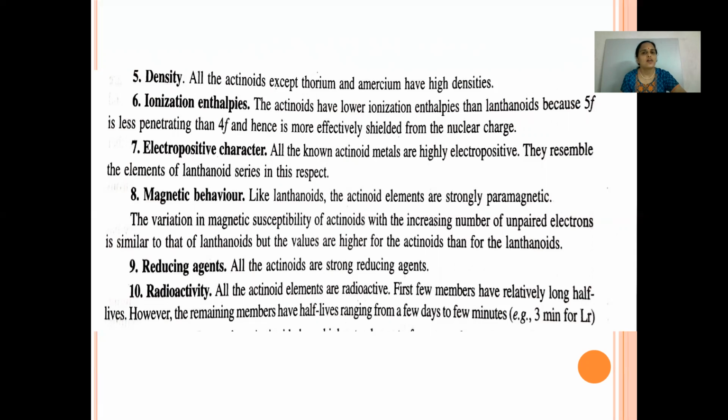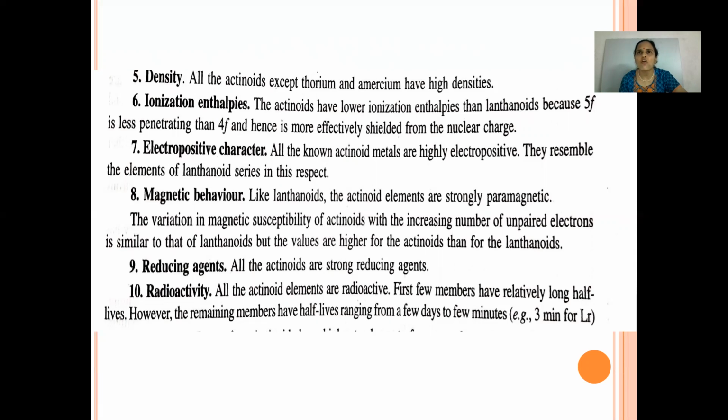Electropositive character. All the known actinoid metals are highly electropositive. They resemble the elements of lanthanoid series in this respect. Magnetic behavior. Like lanthanoids, the actinoid elements are strongly paramagnetic. The variation in magnetic susceptibility of actinoids with the increasing number of unpaired electrons is similar to that of lanthanoids, but the values are higher for the actinoids than for the lanthanoids.